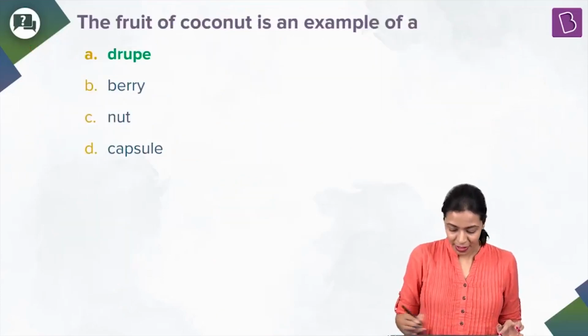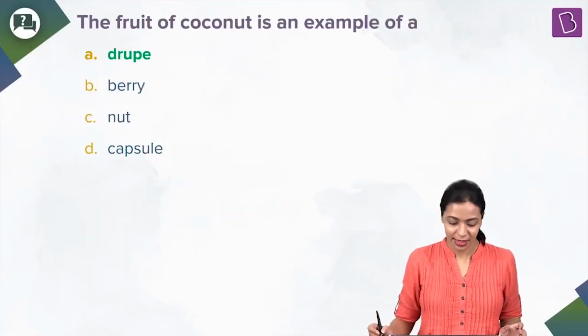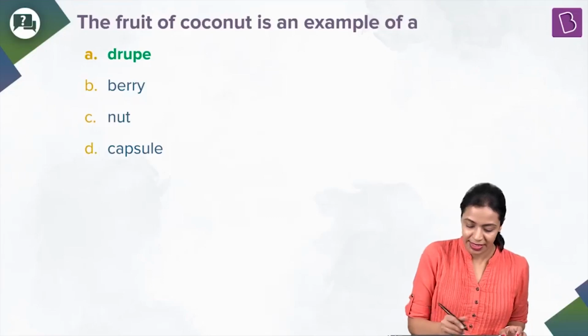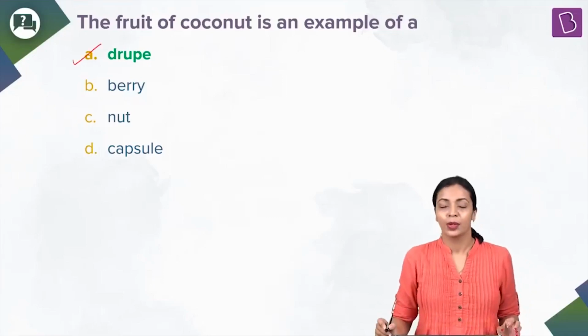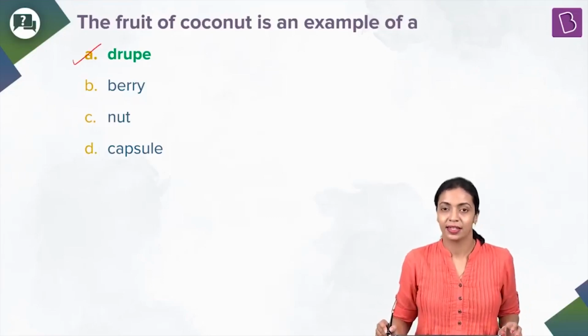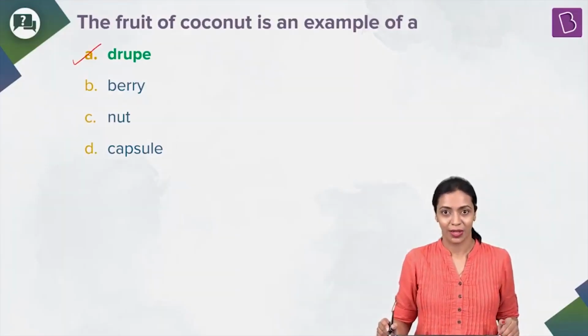Okay, so with that, we can answer this question very easily. The fruit of coconut is an example of a drupe in which the characteristic feature is that the endocarp is hard and stony.